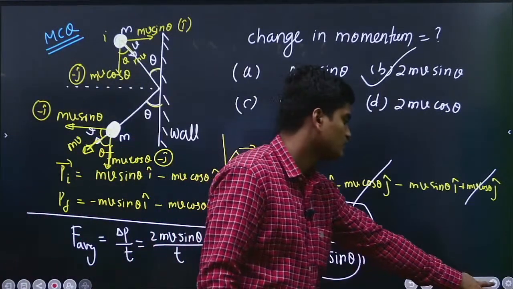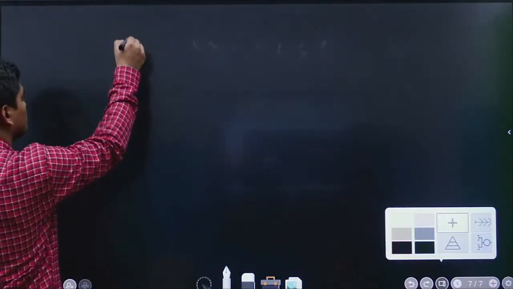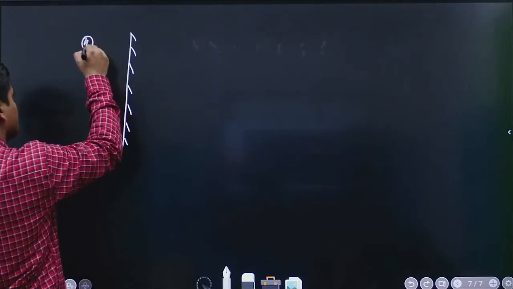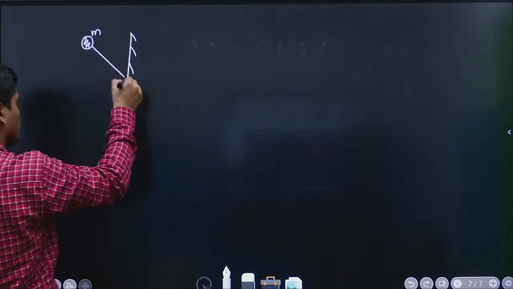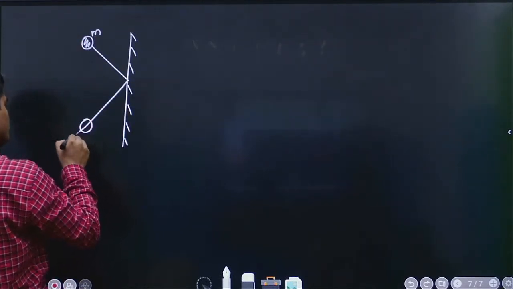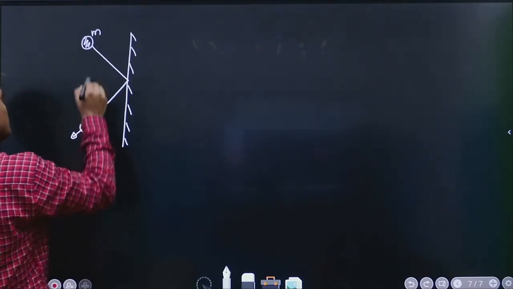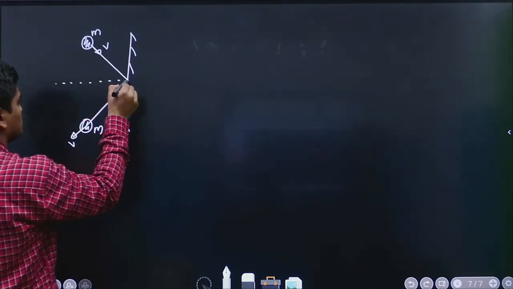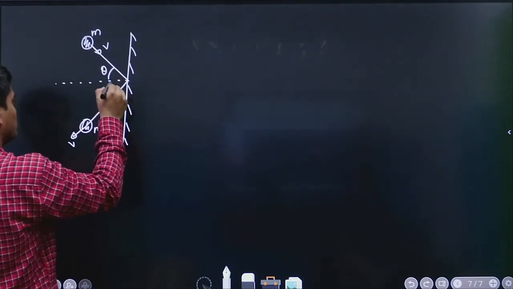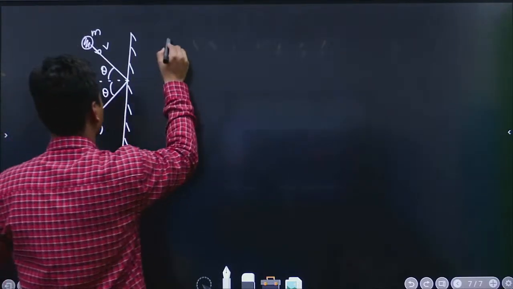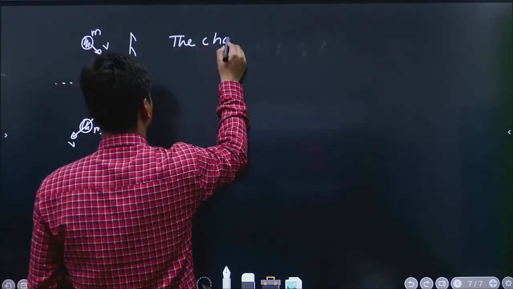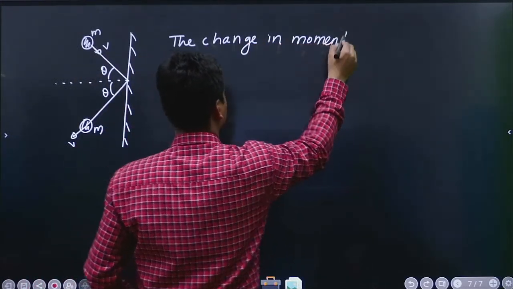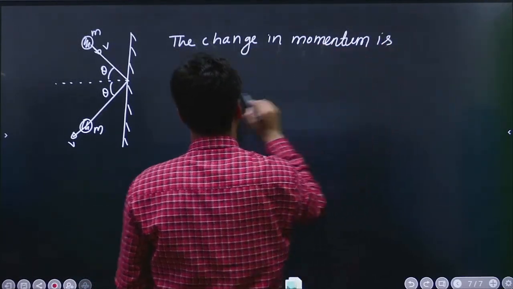Now listen, suppose the same mass m is coming, hitting and going like this. Same mass m, it is coming with velocity V, and here also velocity V. Now this angle is theta, and this angle is theta. Now what is the change in momentum? The change in momentum is how much?